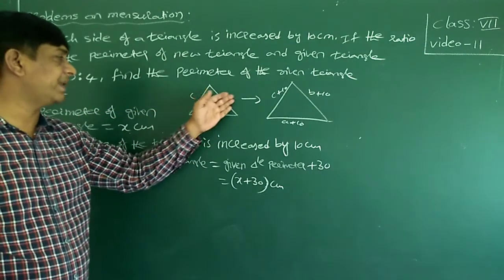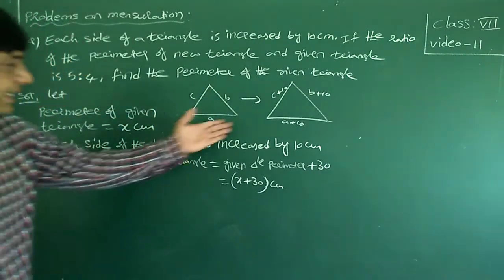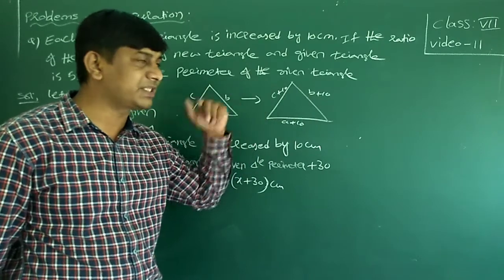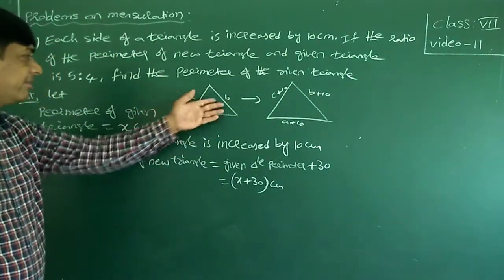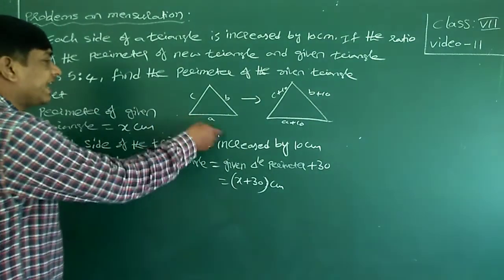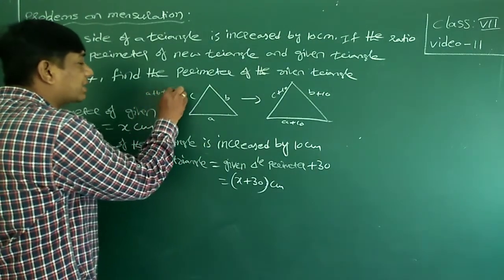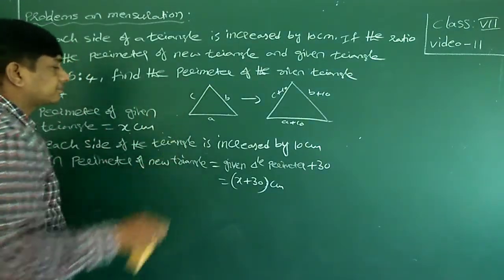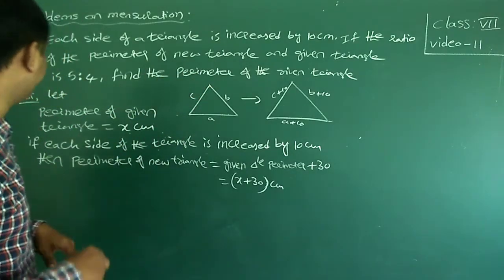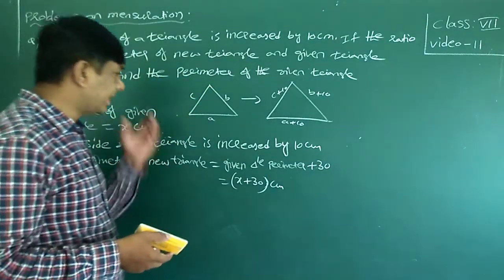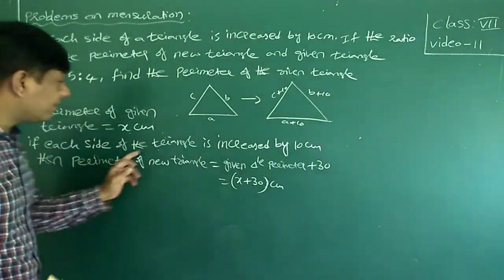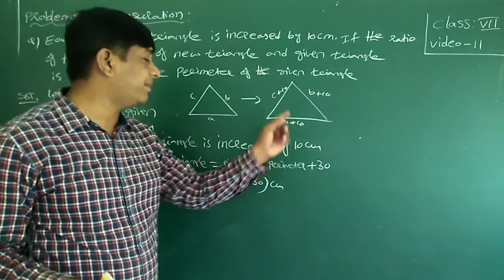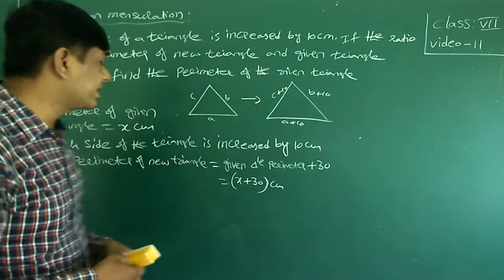When I add this, a plus b plus c is equal to 10 centimeters. If each side is increased by 10, this side becomes a plus 10, this side becomes b plus 10, this side becomes c plus 10. Sir, you used three different variables, but here you used one, no sir. If I add this, a plus b plus c, this total I suppose as x here. Sum of the three sides of the triangle is perimeter. So this is equal to x centimeters. So if each side of the triangle is increased by 10 centimeters, then the perimeter of the new triangle is given triangle perimeter plus 10 plus 10 plus 10, which is 30 centimeters.